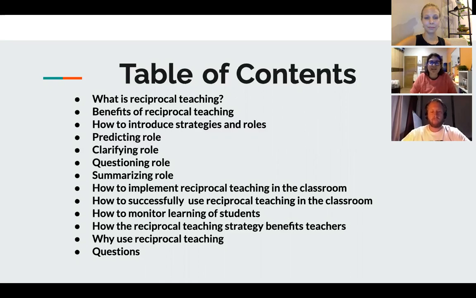We will also discuss how to implement reciprocal teaching in the classroom and how to do it successfully. We will show you how to monitor the learning of the students and how reciprocal teaching benefits not only the students, but also the teachers. And finally, we'll discuss why we use reciprocal teaching. We will conclude this presentation with a Q&A session.